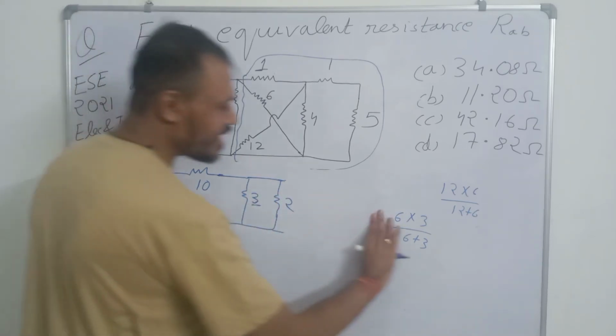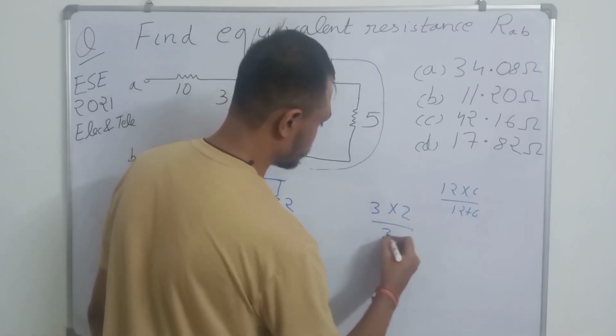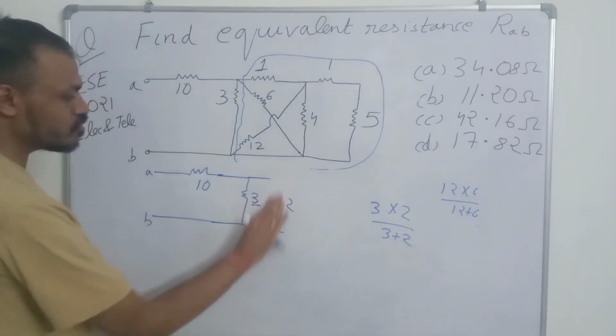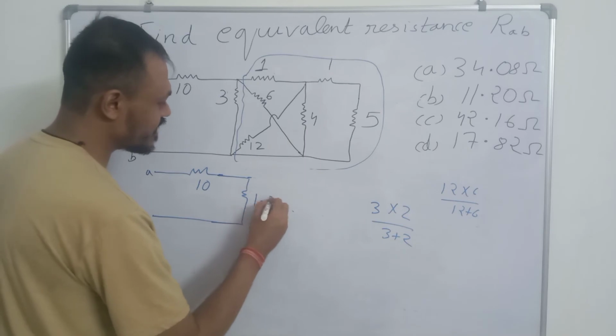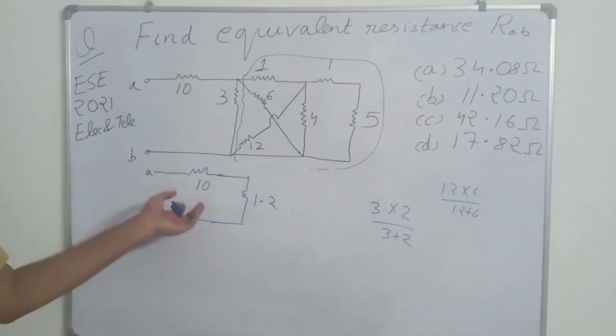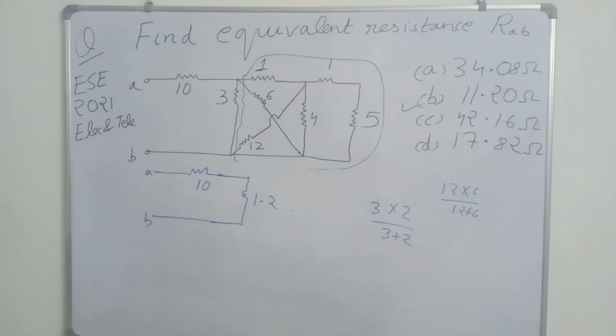Then 3 and 2 are in parallel, so 3 into 2 upon 3 plus 2, which will be equivalent to 1.2. So replace it by a single resistor 1.2. Now 10 and 1.2 are in series, so their equivalent resistance will be 11.20 ohm. So this was the long method, but if you use the short trick, then you can easily solve it in 15 or 20 seconds. If you are using the long method, it will require about 1 minute, and there is a chance of calculation mistakes also when you are using the long method.